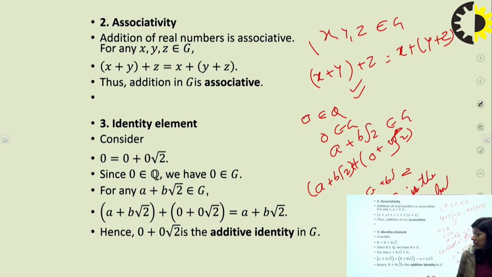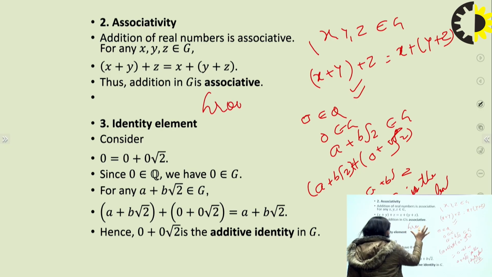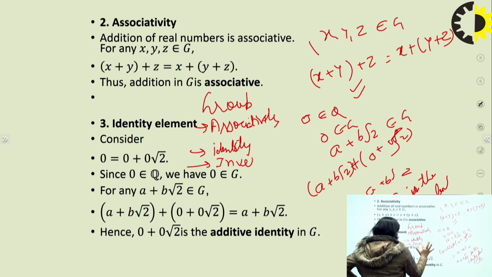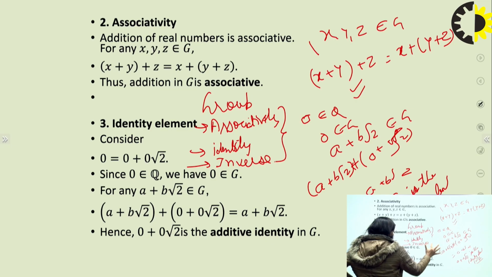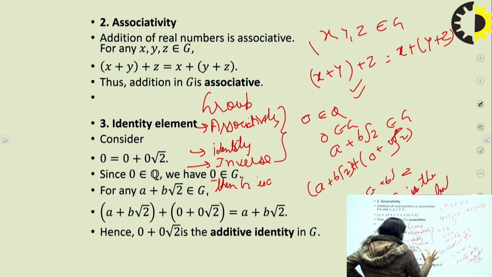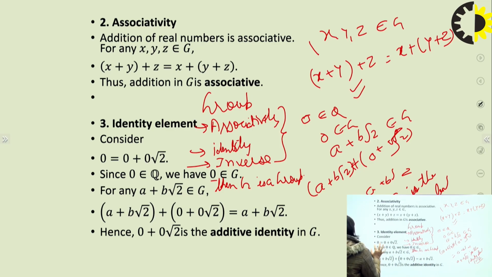Now I am repeating again the properties of a group. In short, for a group it must satisfy the property of associativity, second thing, identity, and third thing, inverse. If these three properties are satisfied, then G is a group.